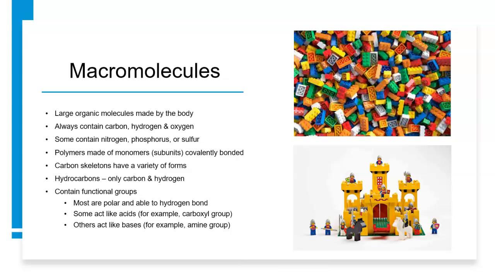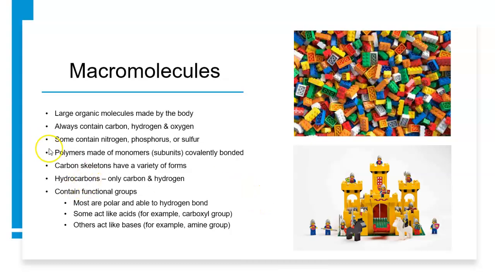Some functional groups act as an acid and release hydrogen ions, such as carboxyl groups. Others may act as a base by binding to those hydrogen ions, such as the amine group. Biological macromolecules typically have more than one functional group within them, and we have 4 major macromolecules we're going to discuss. Oh wait, before we move on, I need to back up.